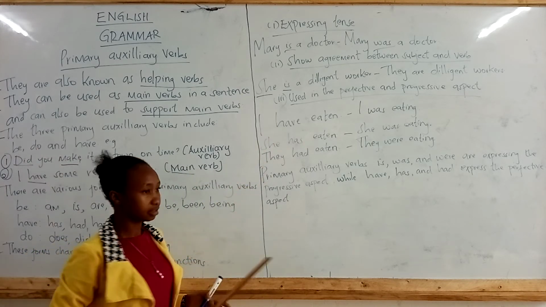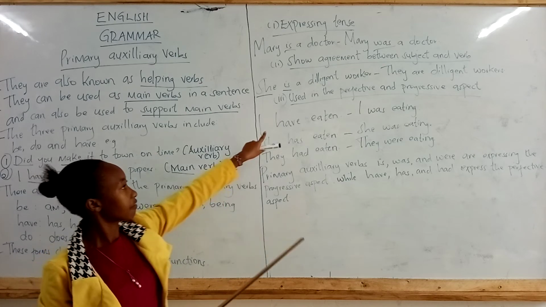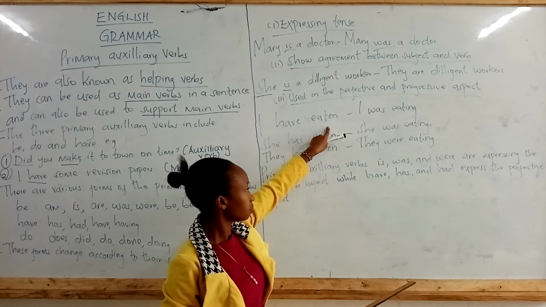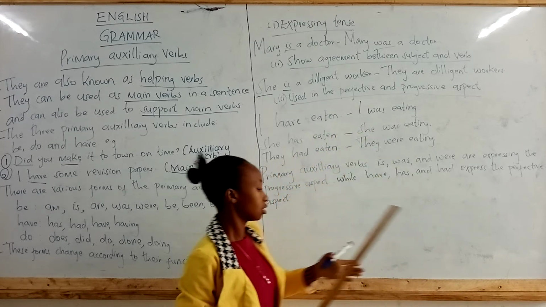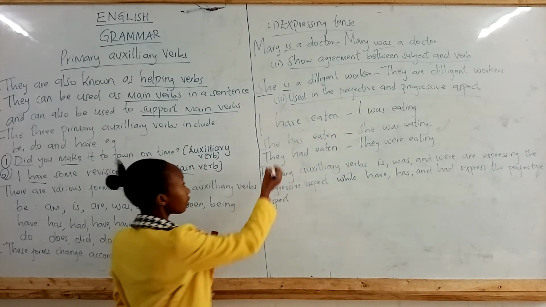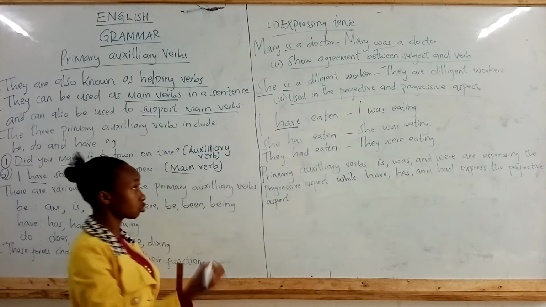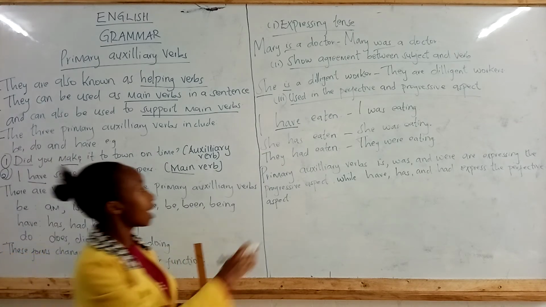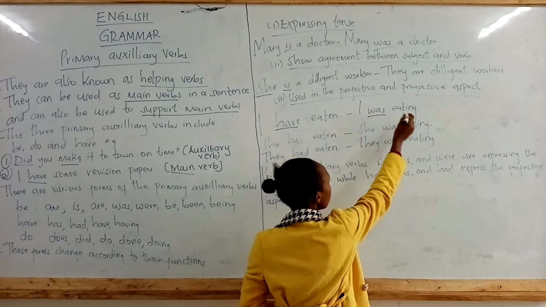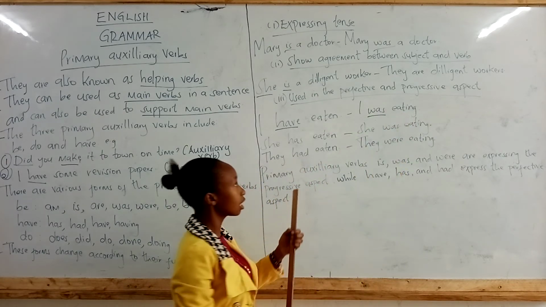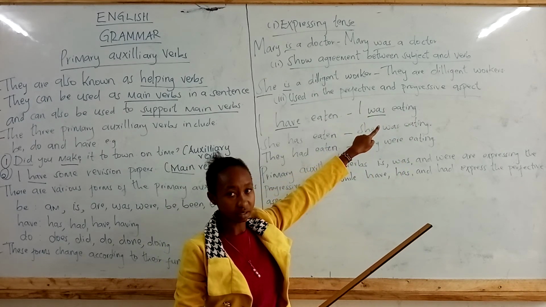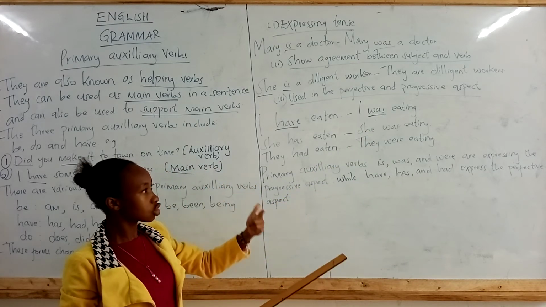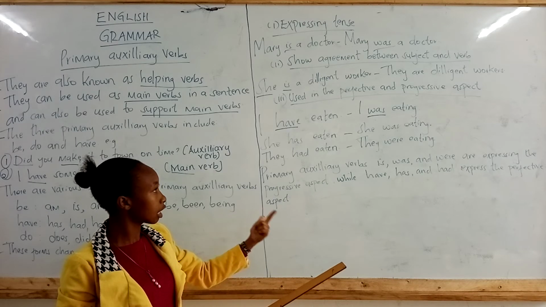So I have my first example. I have eaten. So this one is in the perfective aspect. When we come to the progressive aspect, I was eating. So we have our verb here, which is have, which is showing the perfective aspect. The action is already complete. I was eating, which is indicating the progressive aspect, to indicate that at that particular time, the action of eating was still taking place.